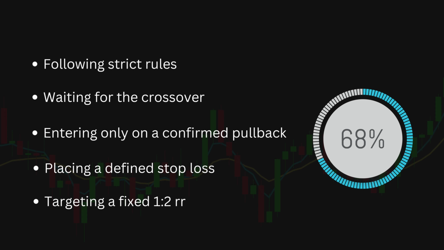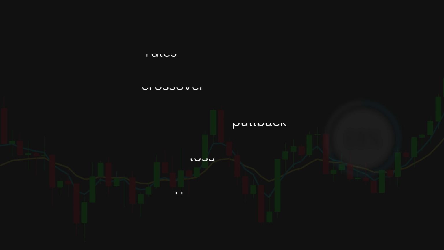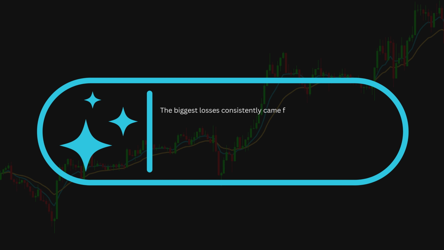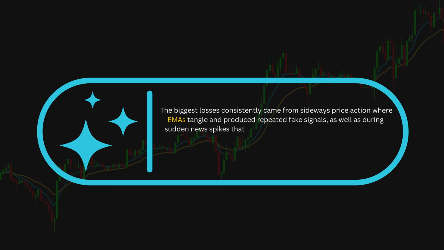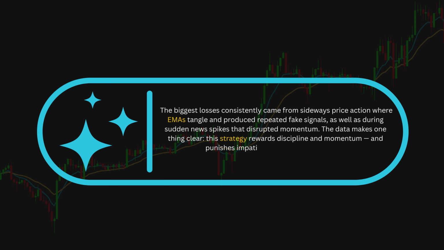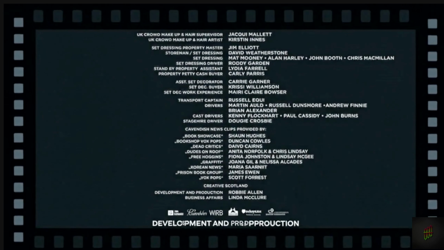When I filter trades further by taking setups only in strong, clearly trending session conditions and completely avoiding ranging markets, the win rate improved noticeably. The biggest losses consistently came from sideways price action where EMAs tangled and produced repeated fake signals, as well as during sudden news spikes that disrupted momentum. The data makes one thing clear. This strategy rewards discipline and momentum, and punishes impatience in choppy conditions.